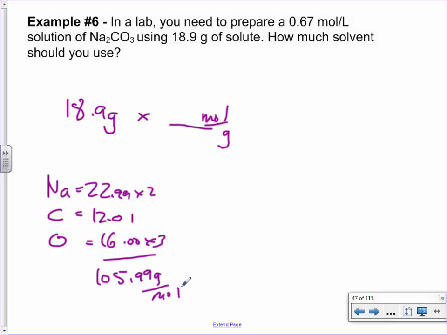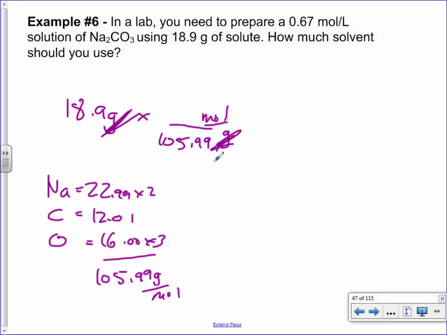I got a molar mass of 105.99. Anybody else get 105.99? Where does that number go? It goes in the bottom. It goes with the grams number because I want this grams to cancel with this grams. So this 105.99 goes here. I need to divide. What am I left with for units? Moles. Now, I don't want moles, though.